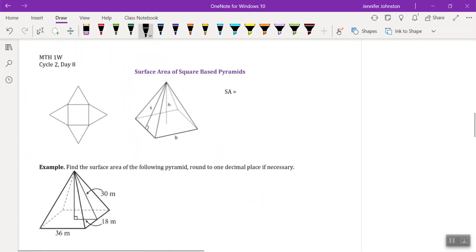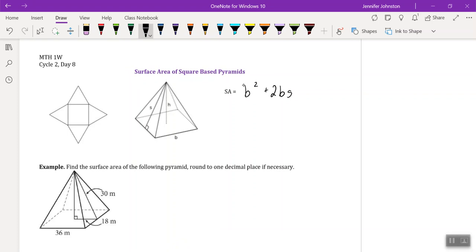We have the surface area of a pyramid. We have a square base pyramid. Again, go check out the formula sheet. The formula sheet says the surface area is b squared plus 2bs. So let's go figure out where that's from.